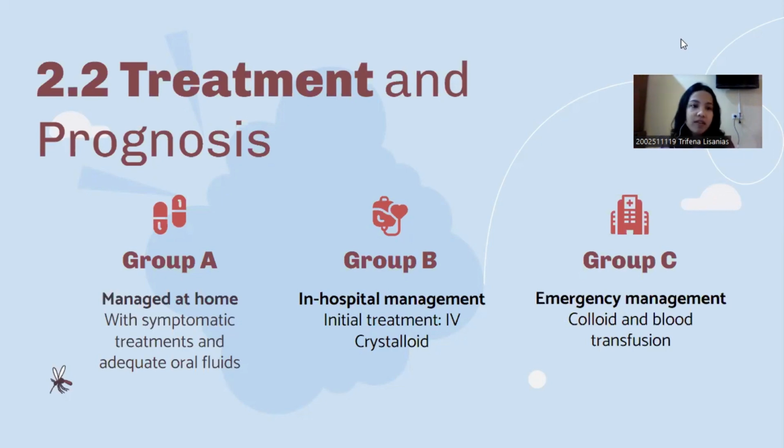It is managed with symptomatic treatment and adequate oral fluids. The next is group B, which is in-hospital management. Its initial treatment is IV crystalloids, and group C is emergency management with colloid and blood transfusion.